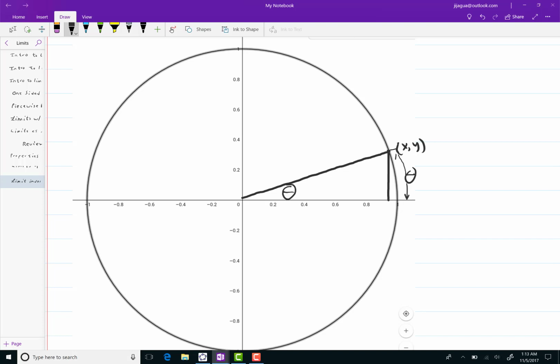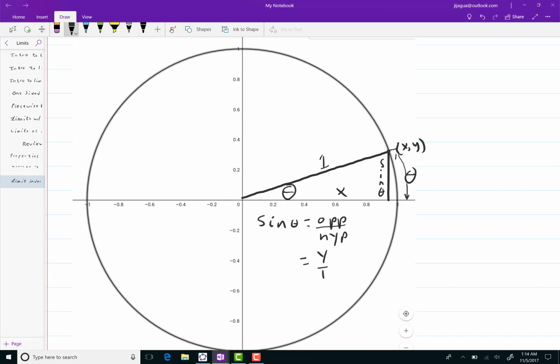Now I'm going to start labeling my triangle. It's pretty easy to see that the height of the triangle is y and the width or the base of the triangle is x. Now you know that sine of theta equals opposite over hypotenuse. Well, the opposite of the angle theta is y, and the hypotenuse is 1, since the circle has radius 1. So sine of theta is equal to y. So I'm going to replace y with sine of theta. It's a little bit easier to follow if I do that. So the height of this triangle is now sine of theta.